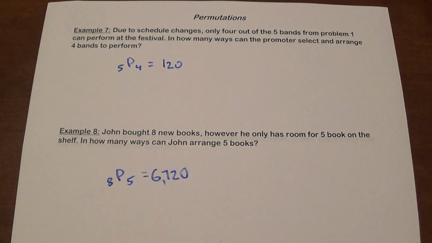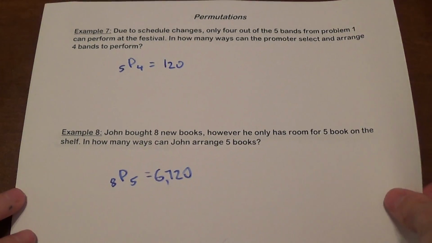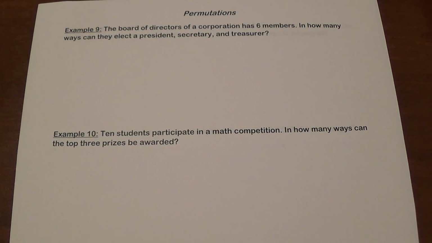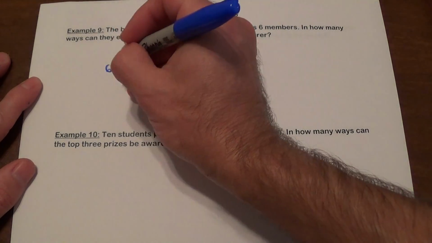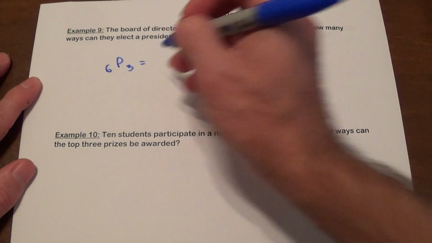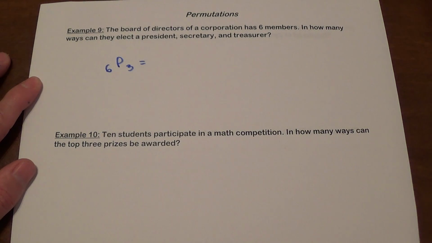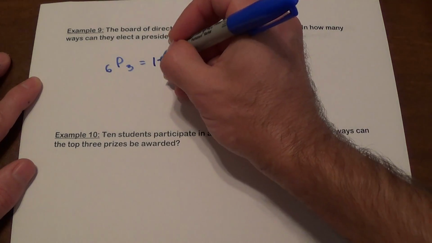Alright, let's continue. More examples. The board of directors of a corporation has 6 members. In how many ways can they elect the president, secretary, and treasurer? So this problem does not have any order involved. However, we have 3 different positions. So not only are we picking 3 members to fill those positions, but there are also different ways how these positions can be assigned. So this is a permutation problem. So we have 6P3 because we're selecting 3 members. We do our process and we're going to get 120 different ways this can be done.